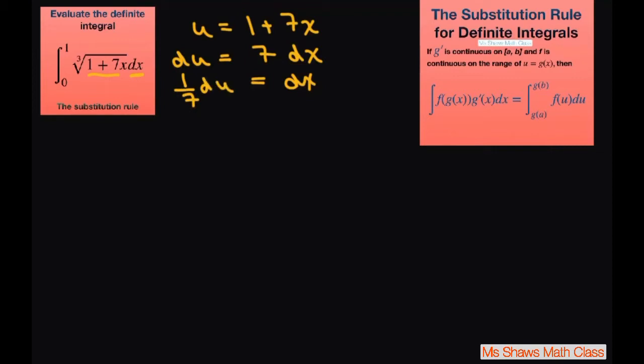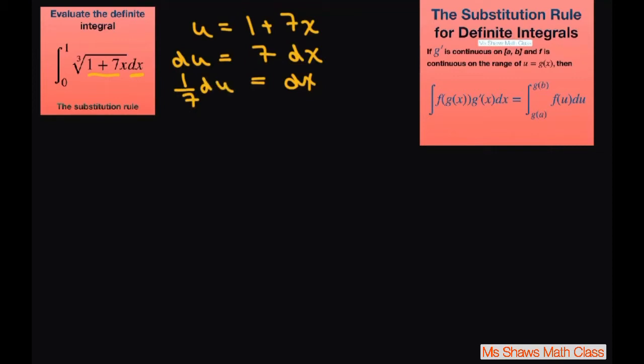If u equals 1 plus 7x, then the derivative du equals 7 dx. All right, so we want to solve for dx. You multiply through by 1/7, so dx equals 1/7 du.